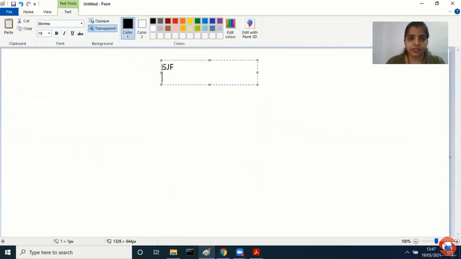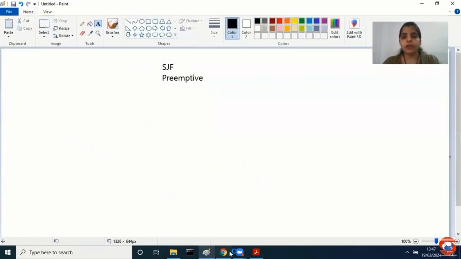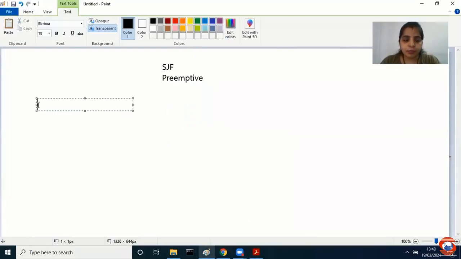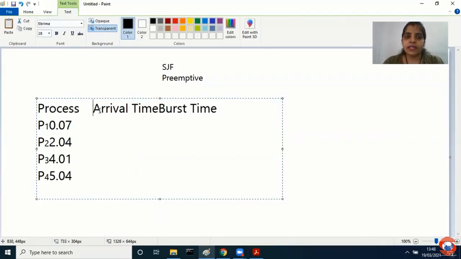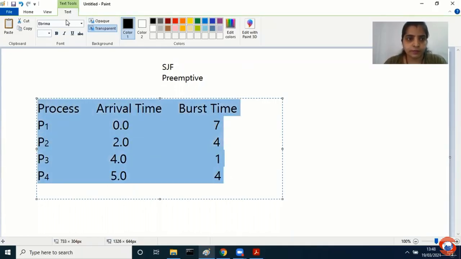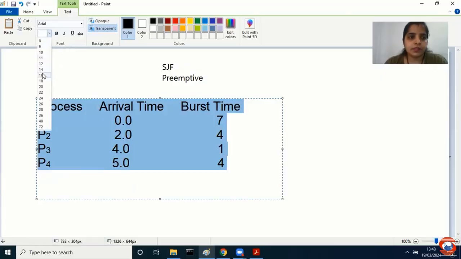Now I will explain SJF preemptive. In case of preemptive, arrival time plays a very important role. The reason is, when I'm talking about preemptive, it means the control of the process can be taken out from the CPU. That is called preemptive. Now, let us observe very carefully because this is a little bit confusing. I'll just decrease the font size.